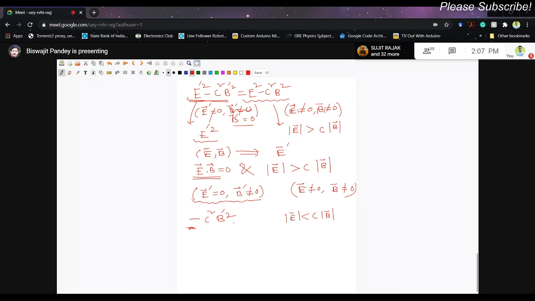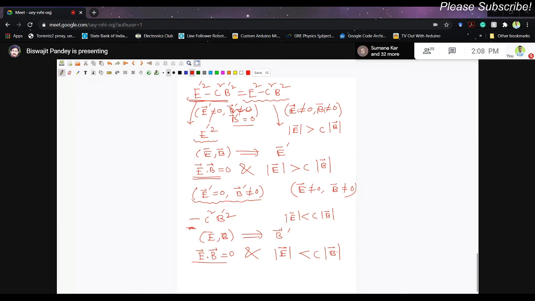So to transform an electromagnetic field to a pure magnetic field, electric field and magnetic field going to pure magnetic field, the condition is, again, this must hold. E dot B, because as I told you, both the conditions should be considered together, not one individually. E dot B equal to zero, that means E and B must stand perpendicular to each other. And we should have mod of E less than C mod of B. Then we can transform an electromagnetic field to a pure magnetic field.